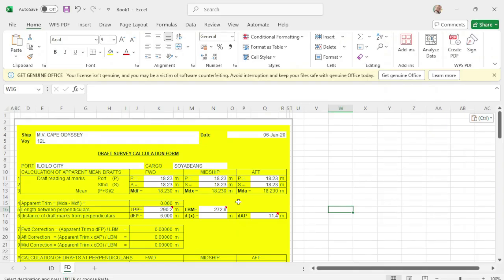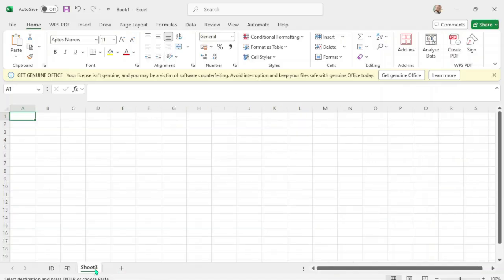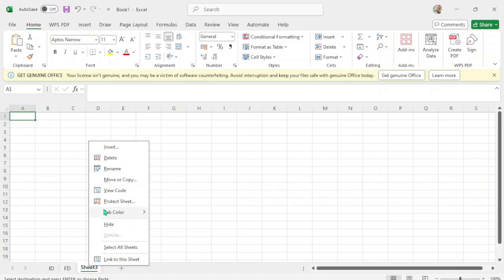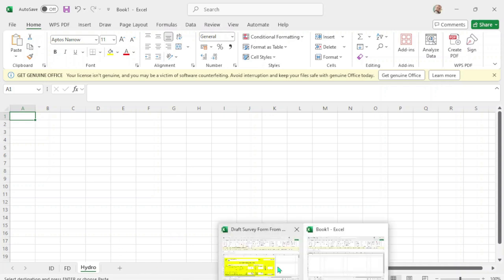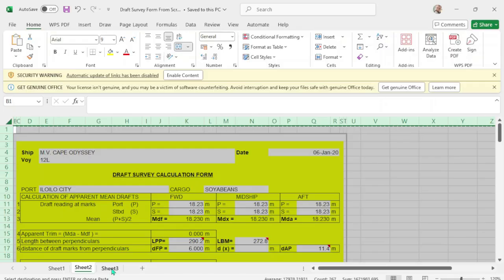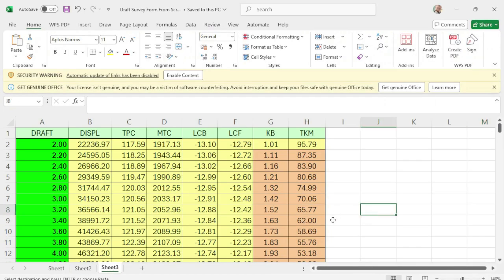What you need is your hydrostatic table. So you make another sheet and you name this hydro. Okay, hydro, for hydrostatic table. Enter. So it's blank. So you go to the other program and you go to the hydro. This is your hydrostatic table.